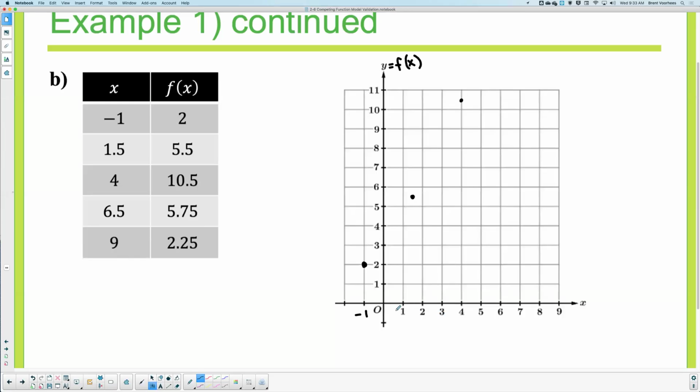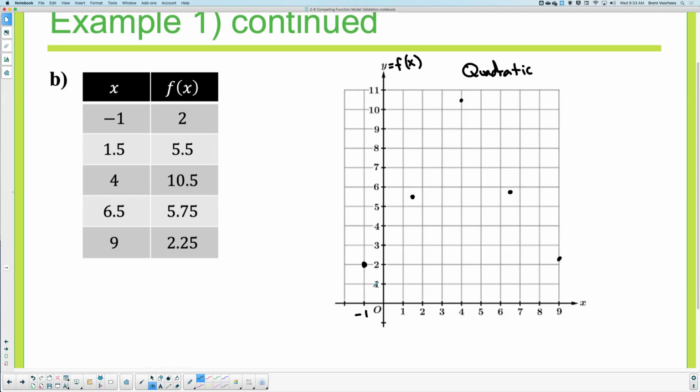6.5, 5.75. I'm going to assume is somewhere in there. And 9, 2.25. Okay, when you look at this model, what does that look like to you? It does look concave down. So what type of function do you think this would be? Linear, quadratic, or exponential? Quadratic. I'm going to guess with you. I think this is quadratic.